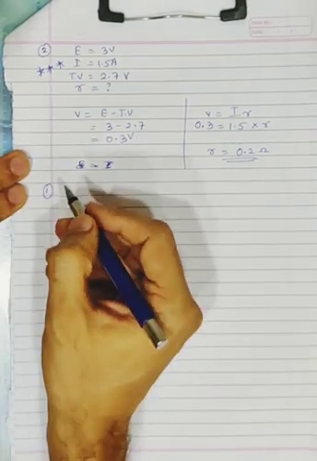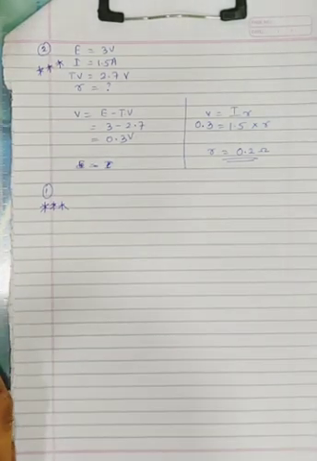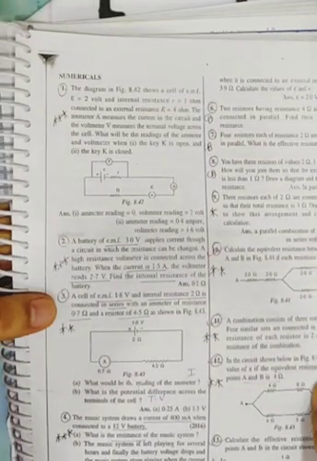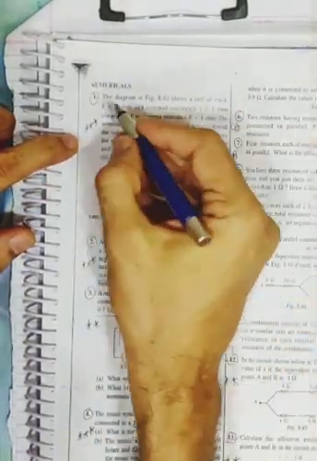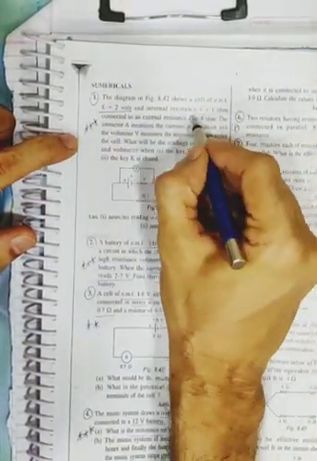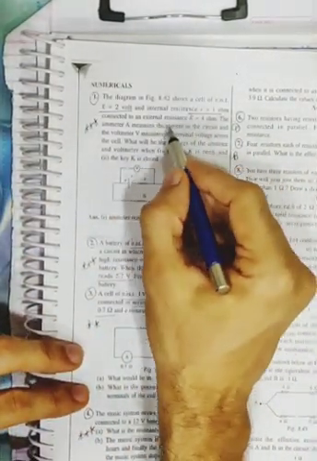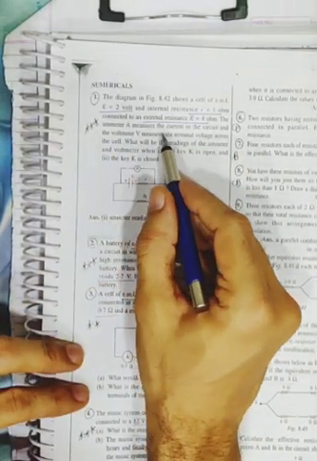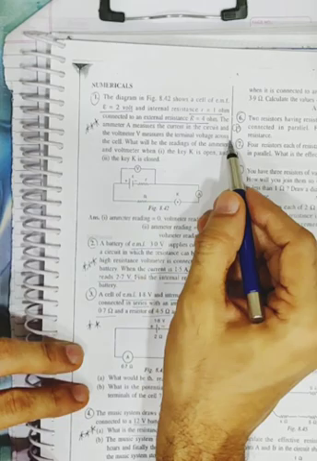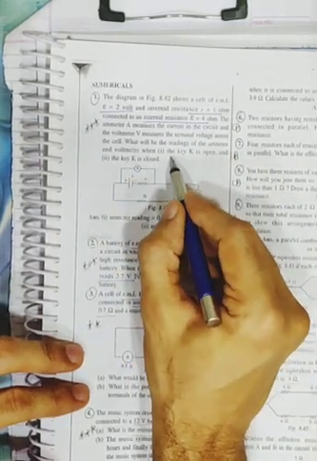Okay, now example number 1. Even this is a 3-star problem. In this numerical, the first sum, you are given the diagram shows a cell of EMF, again EMF is given 2 volt, internal resistance 1 ohm. You are connecting it to an external resistance of 4 ohm. The ammeter A measures the current in the circuit, voltmeter measures terminal voltage. What will be the readings of the ammeter and voltmeter when the key is open and the key is closed?